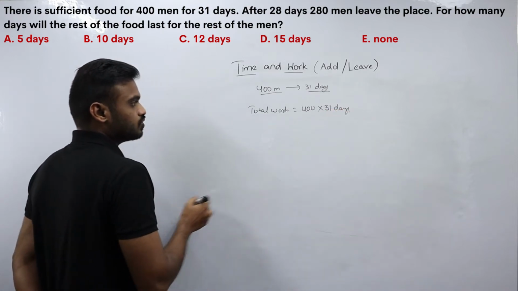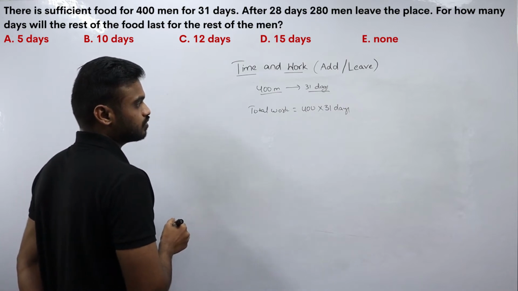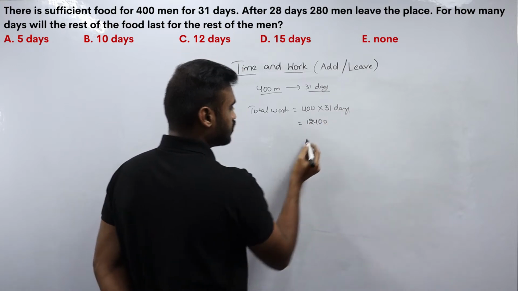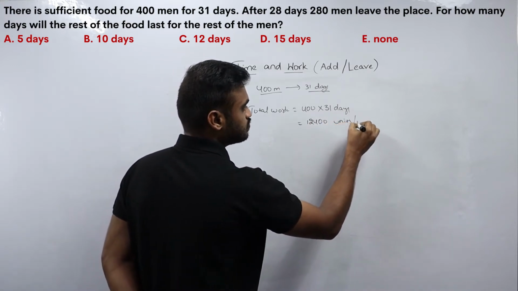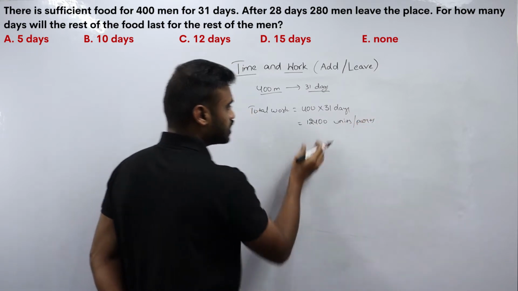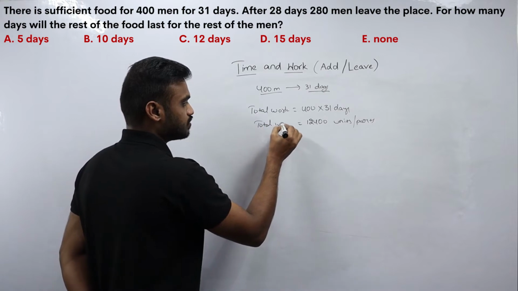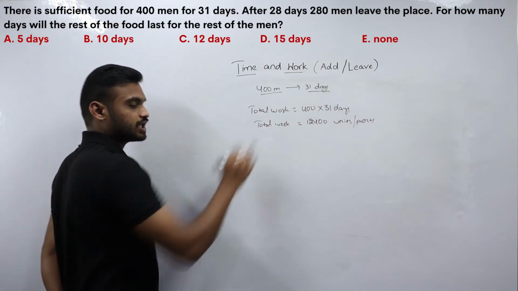Now 400 into 31 will be, 31 into 4 will be 124, so 12,400 units or parts. This is the total amount of work to be done by 400 men in 31 days.